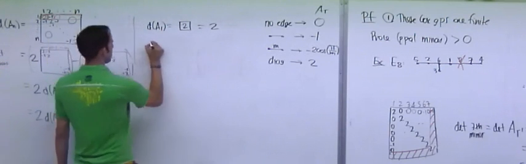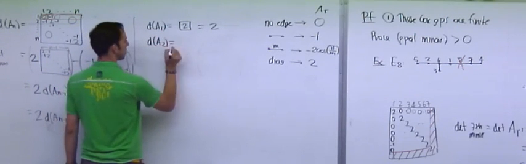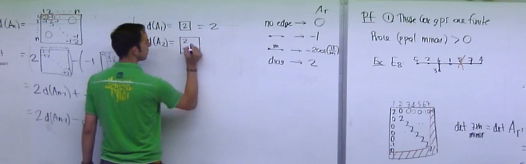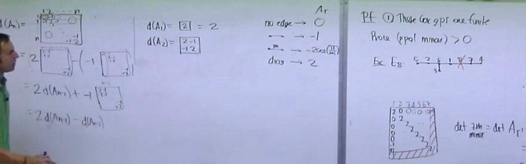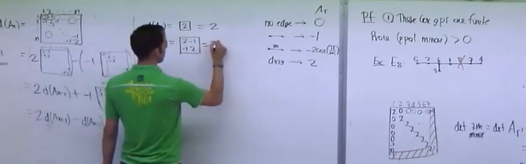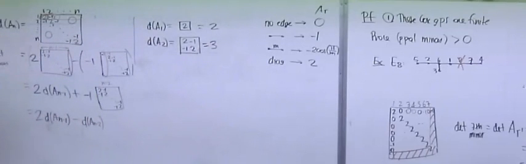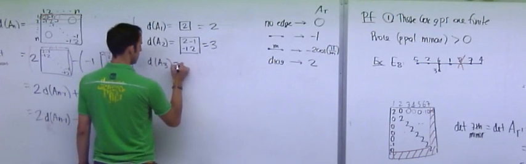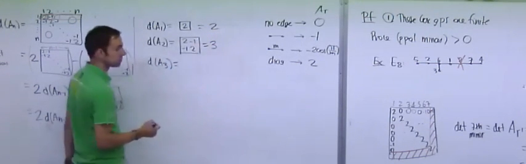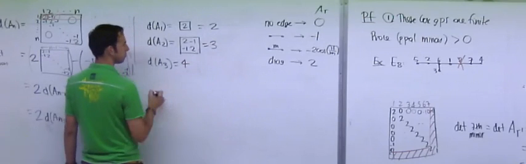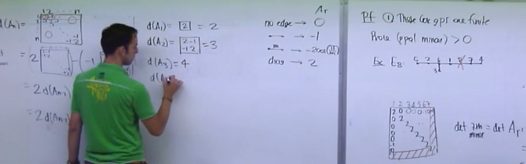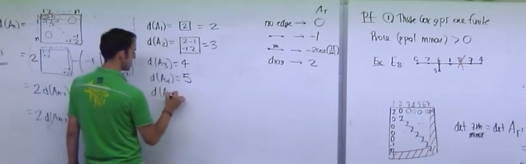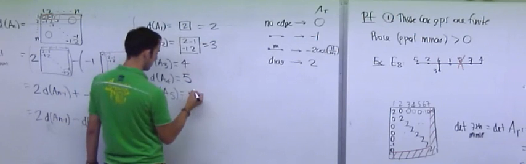What does d(A2) look like? Well, it's the determinant of the matrix with 2's here and minus 1 here. And so that's 4 minus 1, 3. And given these two values, I can start computing. So what's d(A3)? It's 2 times this minus this. So 2 times 3 minus 2 is 4. d(A4) is 2 times 4 minus 3, which is 5. You see the pattern. Then 2 times 5 minus 4 is 6.